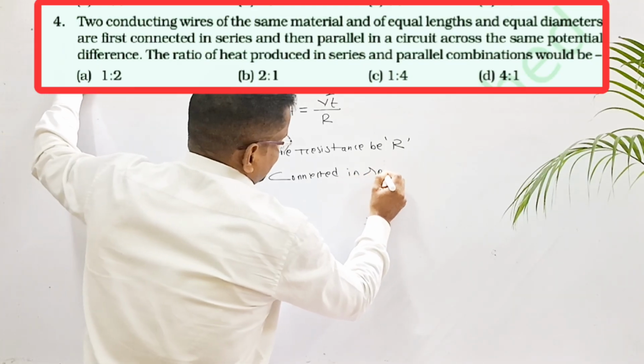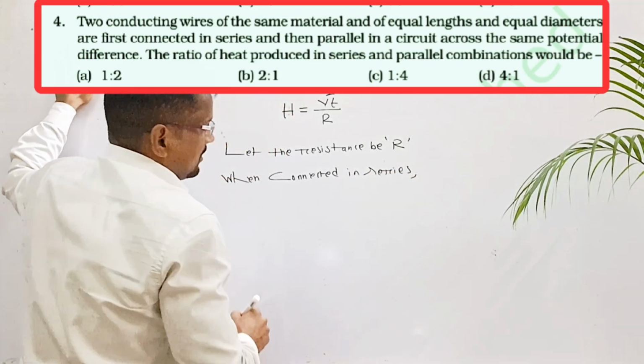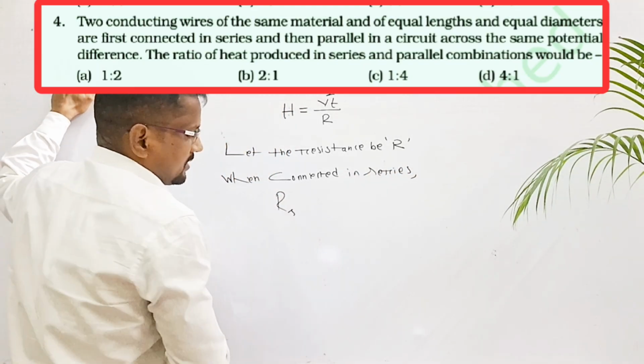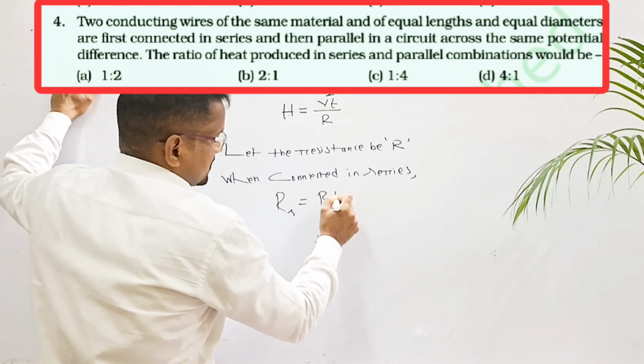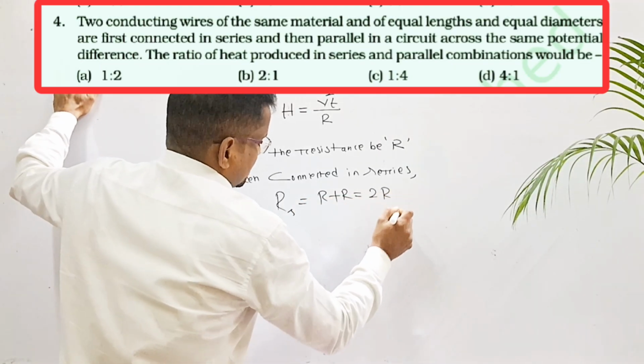When connected in series, then total resistance, put suffix s, Rs is equal to R plus R, that is twice R.